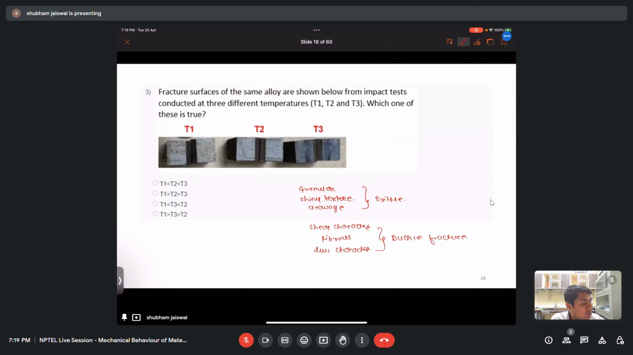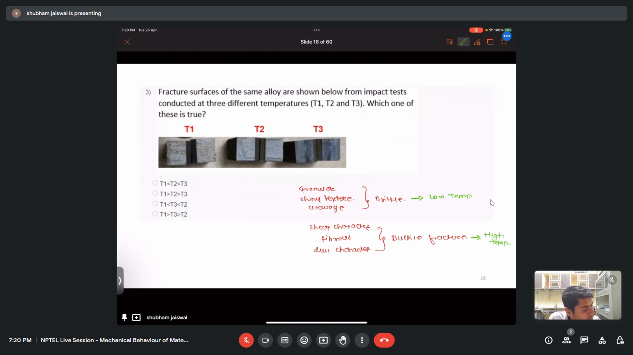So if the same material we are testing, the brittle fracture will happen at a low temperature and this is comparatively high temperature. High temperature in the sense it can show ductility at room temperature as well. So if that material is showing ductility at room temperature, it can show brittle fracture at a lower temperature. So that's why I have used the relative term.